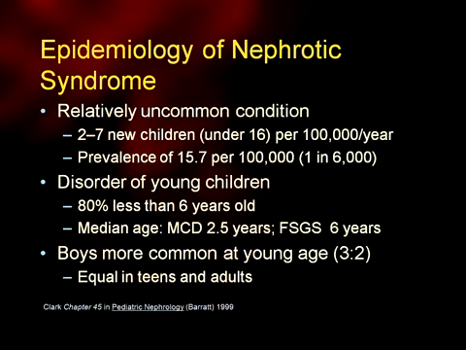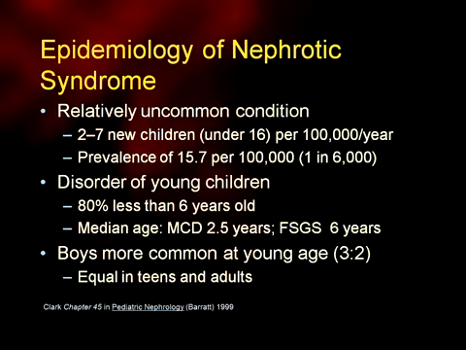As for the epidemiology, it's not a very common condition, only about 2 to 7 per 100,000 under the age of 16. But because it's a chronic condition throughout childhood that will relapse and remit and relapse and remit, the prevalence is much higher. It's about 15 per 100,000, or 1 in 6,000 kids.